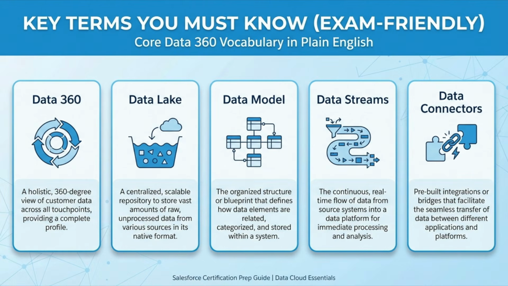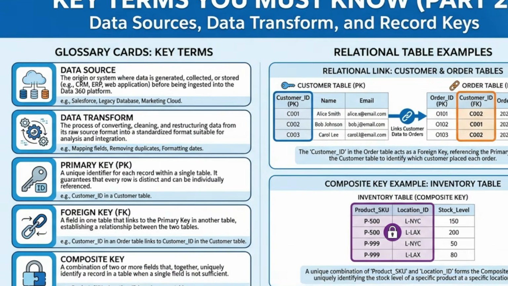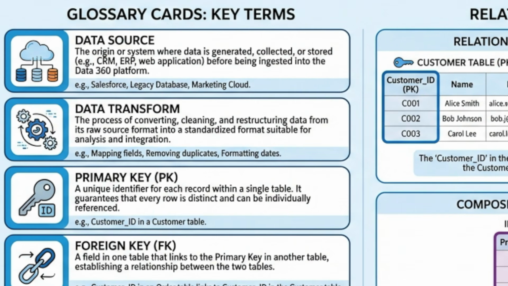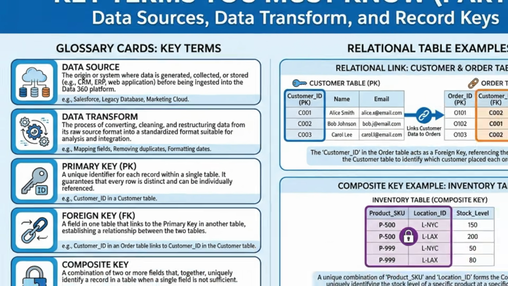Key terms you must know. Let's hit the core vocabulary in plain English. Data 360: a platform that organizes and integrates data from Salesforce and external systems. Data Lake: a repository for raw and transformed enterprise data. Data Model: a standardized structure for organizing data and relationships. Data Streams: the connections and datasets coming into Data 360. Data Connectors: specialized data streams that connect to external sources. Data Source: any system that exchanges data with Data 360. Data Transform: tools inside Data 360 to clean, combine, and prepare data.